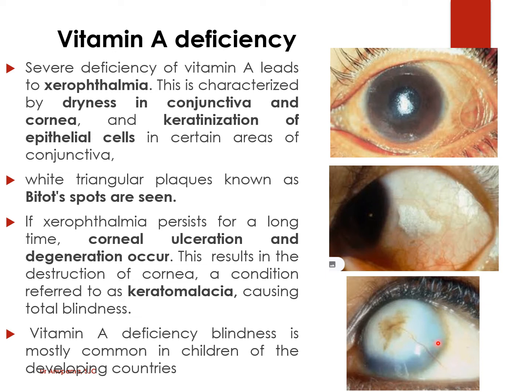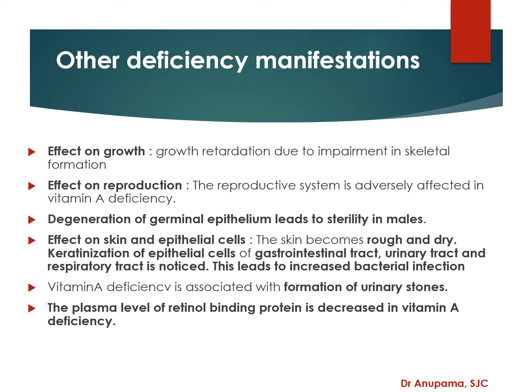This results in the destruction of the cornea, a condition referred to as keratomalacia, causing total blindness. Vitamin A deficiency blindness is mostly common in children of developing countries. Other deficiency manifestations. Effect on growth. Growth retardation due to impairment of skeletal formation is also seen.